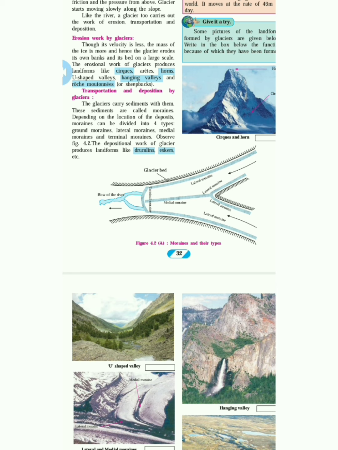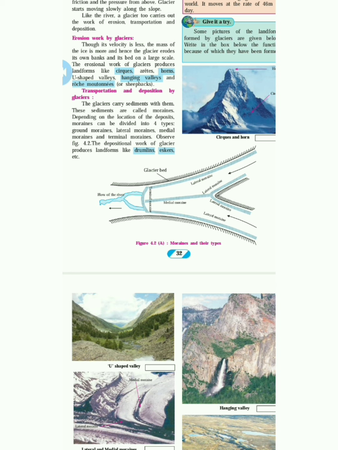Depending on the locations of the deposit, when do these moraines happen? They are found in the locations where the glaciers are more. Moraines can be divided into 4 types: ground moraines, lateral moraines, medial moraines and terminal moraines. So we have 4 types of moraines. What are they? Ground moraines, lateral moraines, medial moraines and terminal moraines.